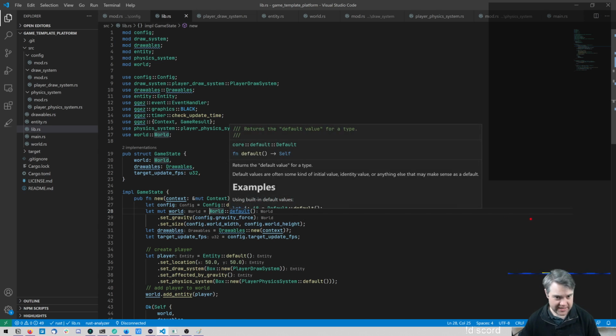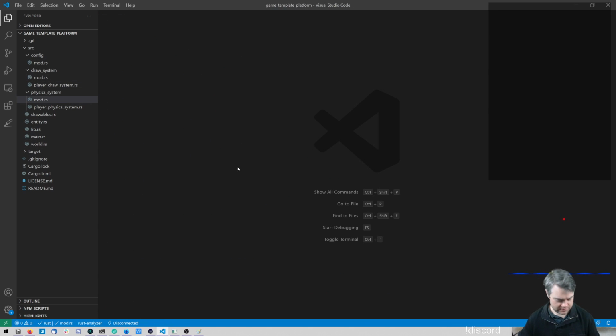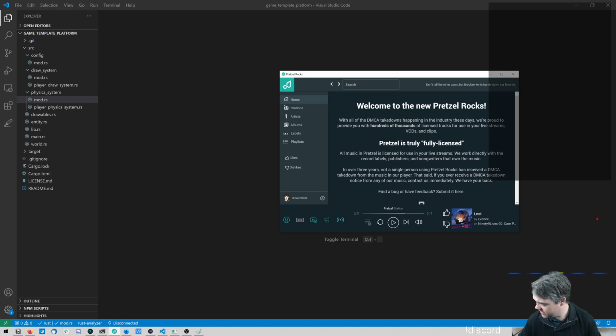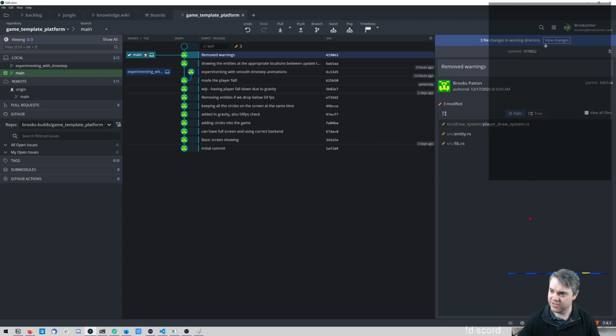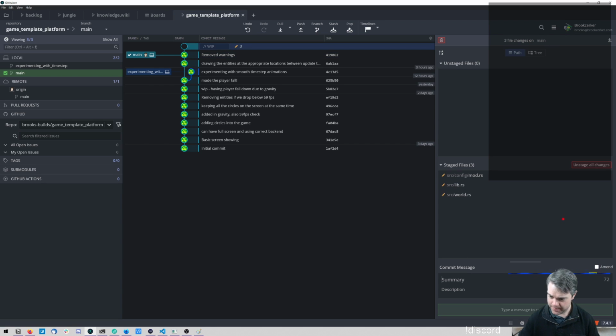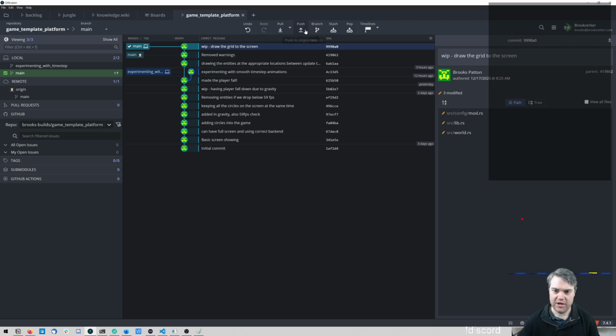So I'm gonna go ahead and close all of these down. Let me go ahead and refund those points back to you. Sorry about that. Then I'm gonna change these up. So this is gonna be work in progress. Draw the grid to the screen. And that'll help me remember exactly what we're doing.